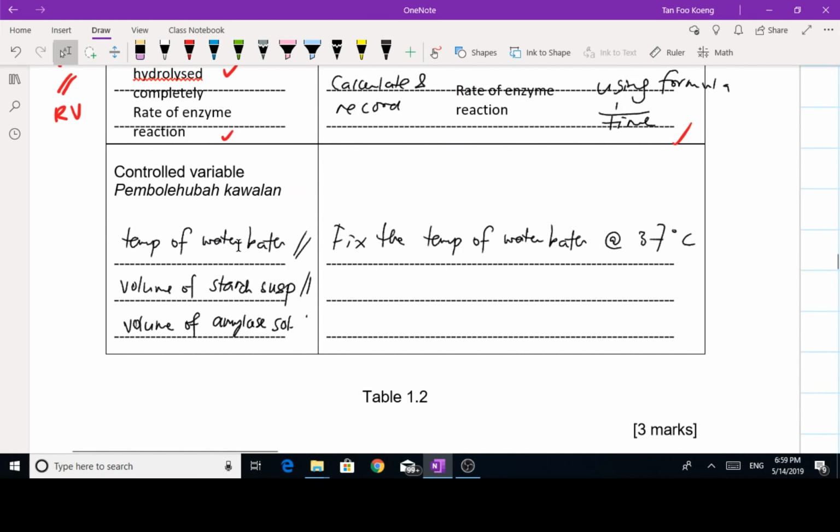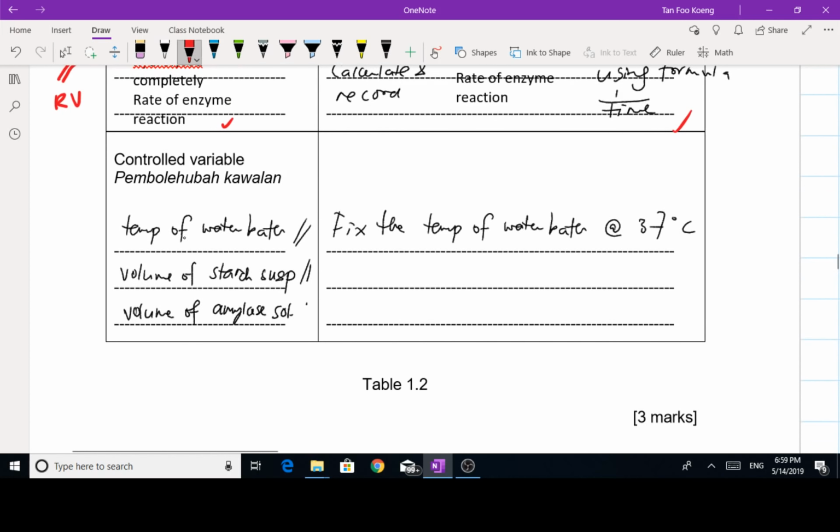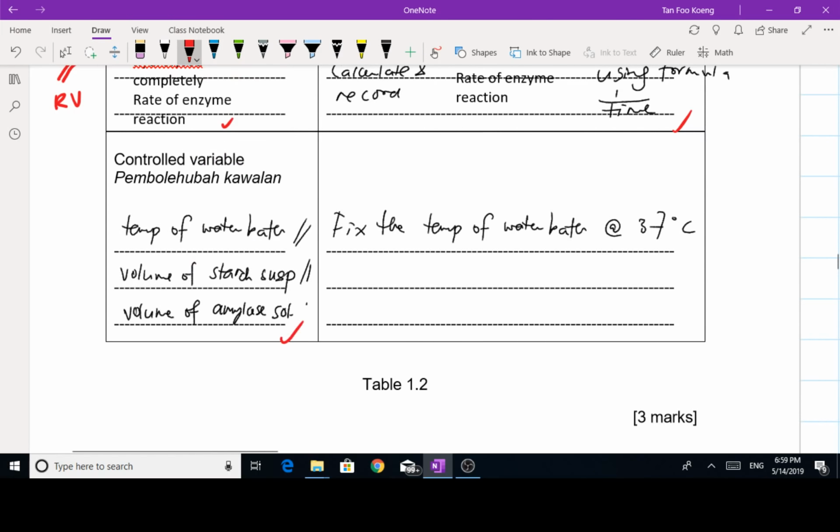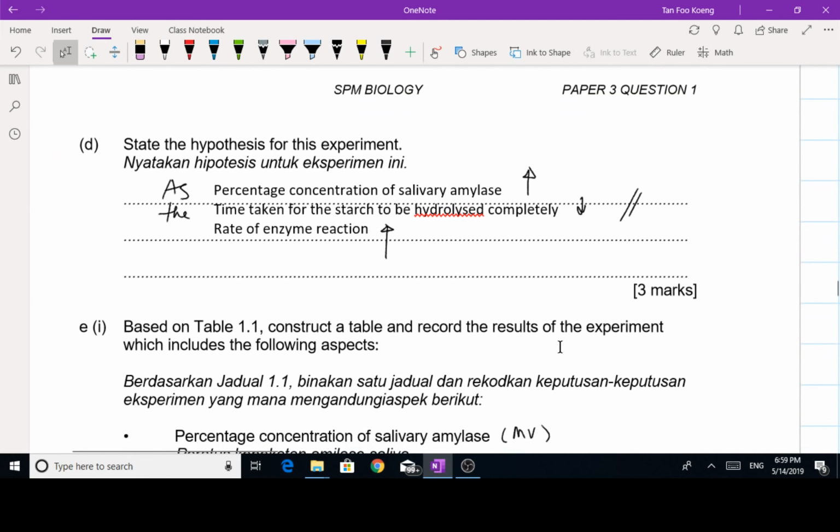So it can be the temperature of water bath. So I'm going to use this phrase to construct my sentence. Fix the temperature of the water bath at 37 degrees Celsius. Just copy and paste and build a sentence from this phrase. Okay, as simple as that. Okay, immediately I get another 3 marks. Now next one is D. State the hypothesis for this experiment.